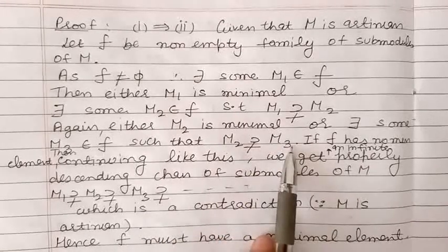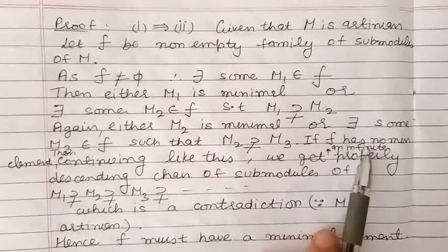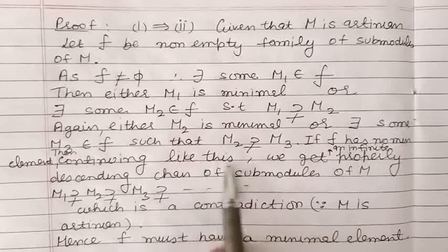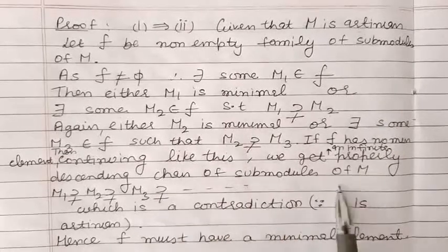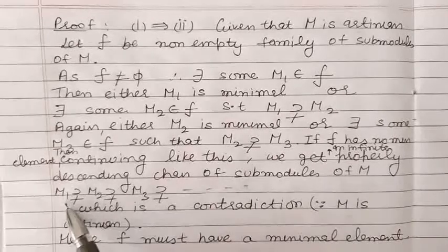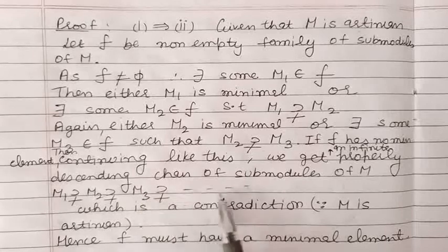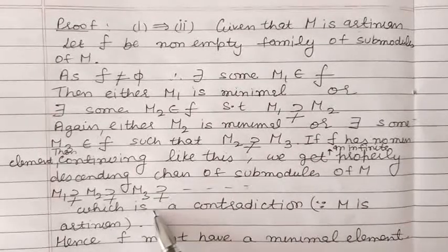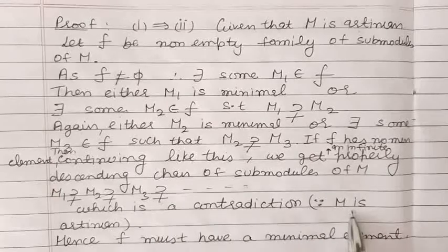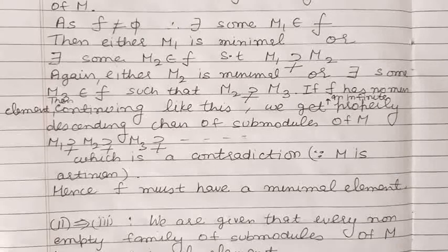Now if the family F has no minimal element, then what will happen? We will get an infinite properly descending chain of submodules of M, given by M1 properly contains M2, M2 properly contains M3, and so on. But this is a contradiction because we are given M is Artinian. So the family F must have a minimal element.